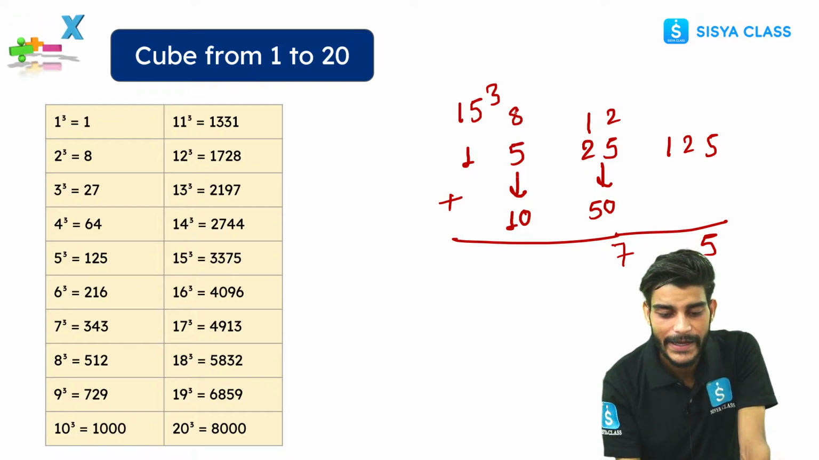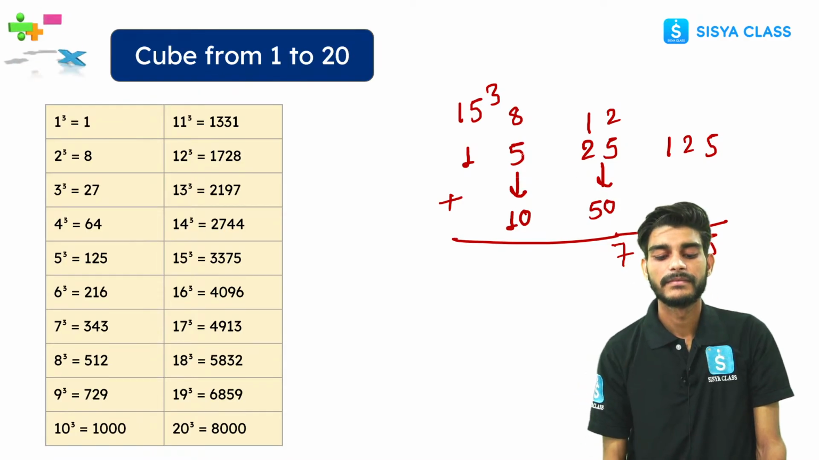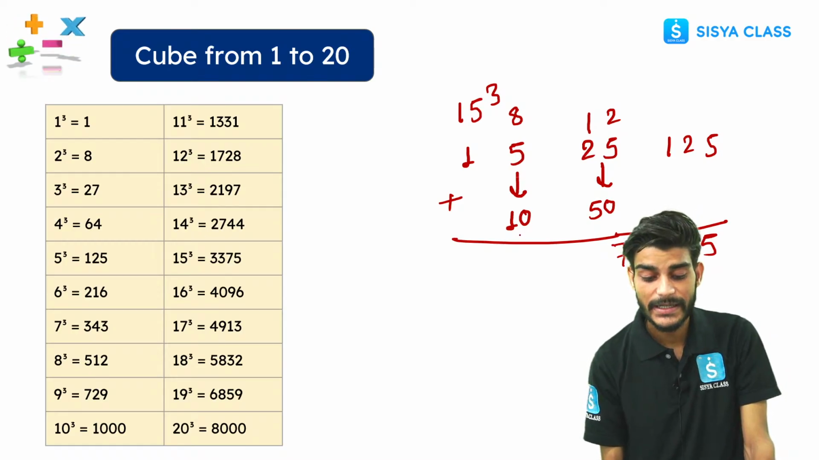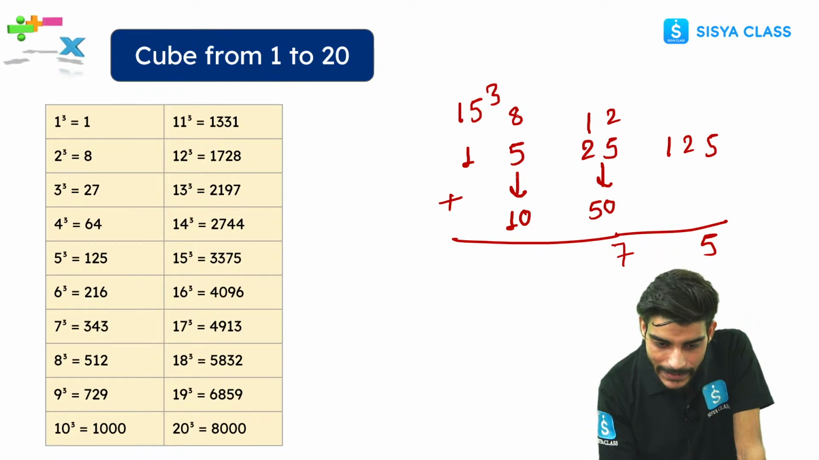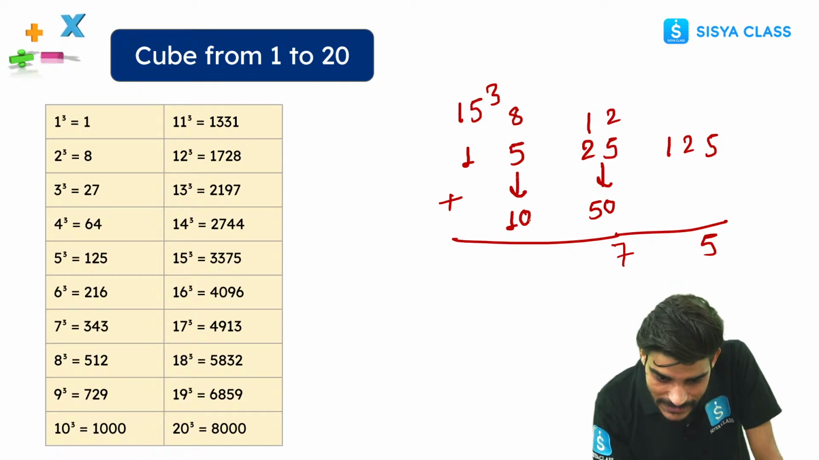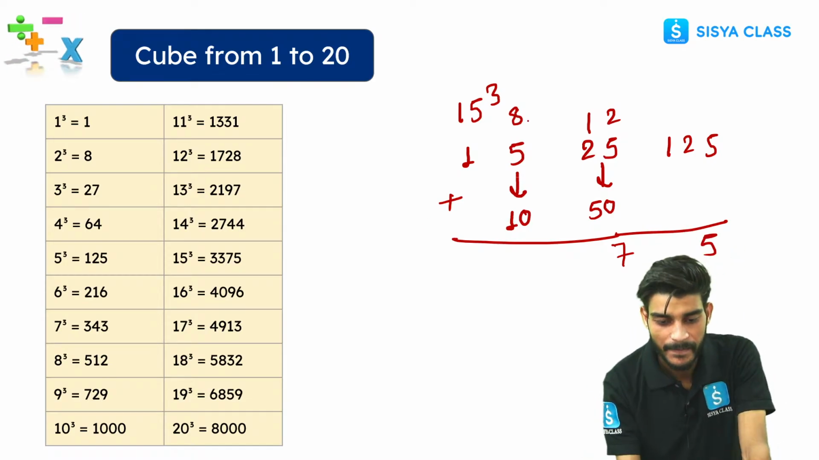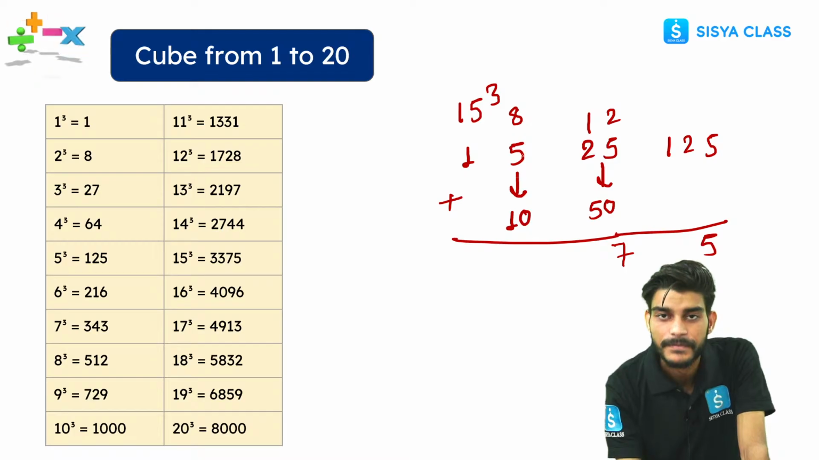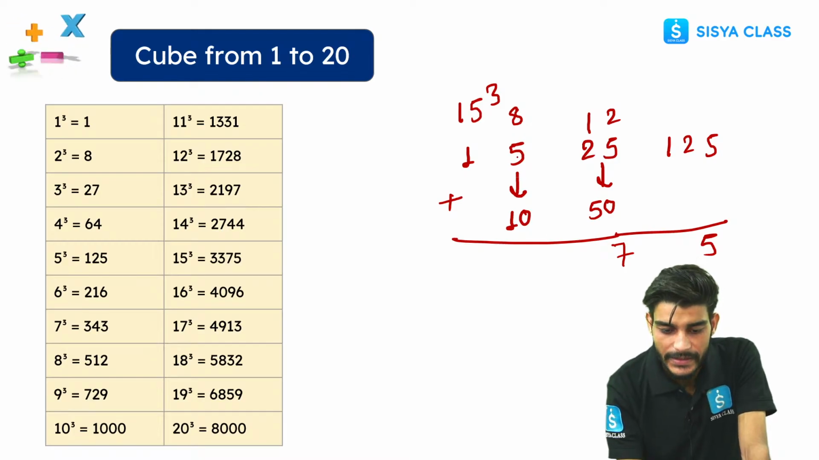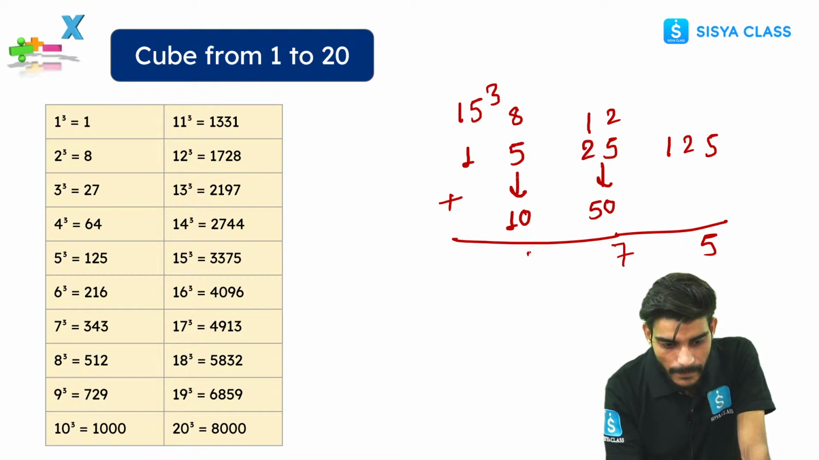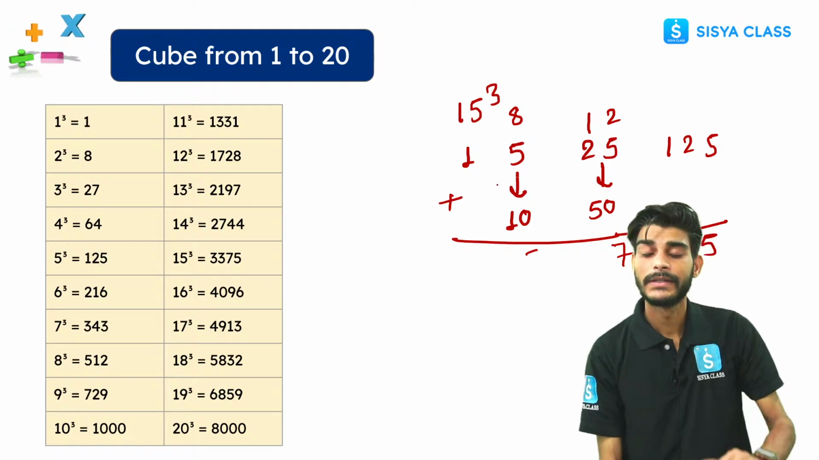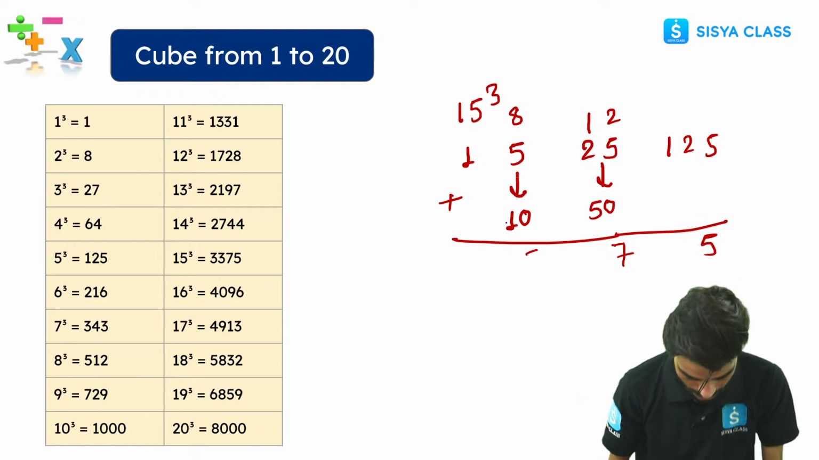So write here 8. So 8 plus 5, 13, 13 plus 10, 23. But you don't need to add like this. Just add 8 plus 5 plus 0. 1 will carry forward in the next step. 8 plus 5, 13. 13 plus 0, 13. So I'll write 3 here. Okay. 1 will carry forward because we have 13.